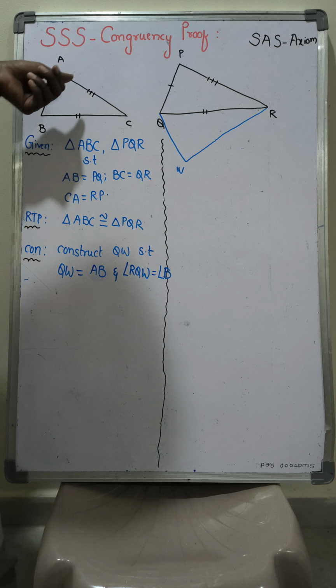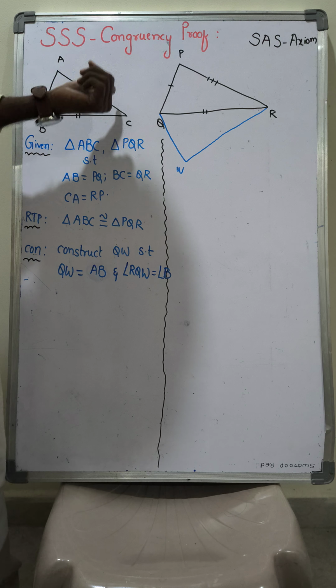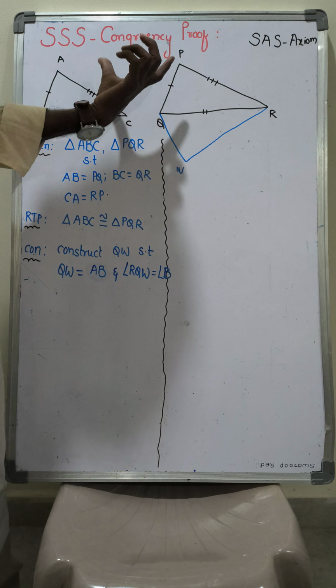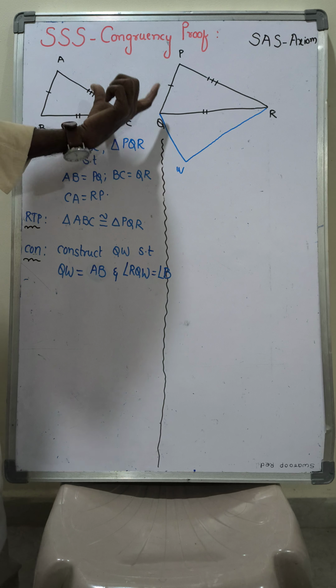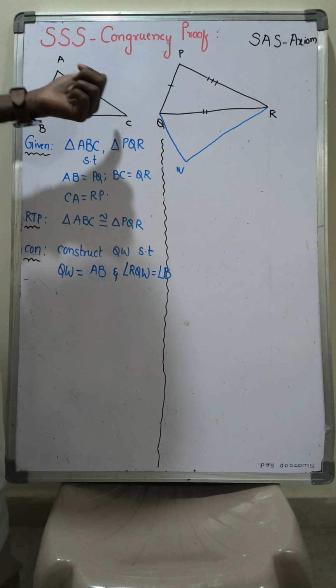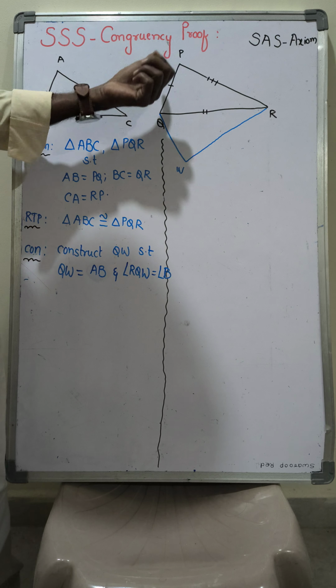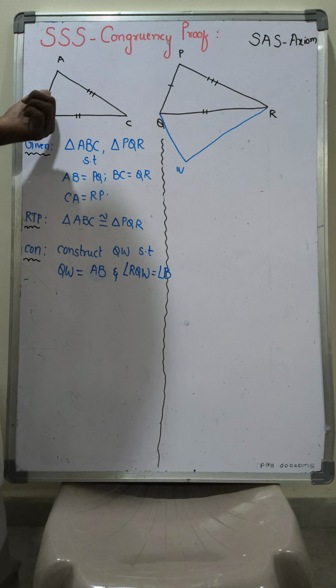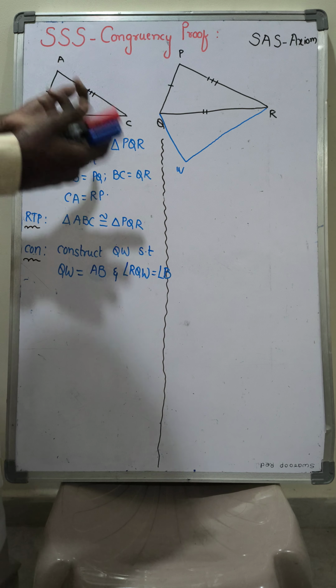What do you mean by that? Two shapes are not congruent only because the sides are equal. Their corresponding angles also must be equal. So we need to make those angles also equal.